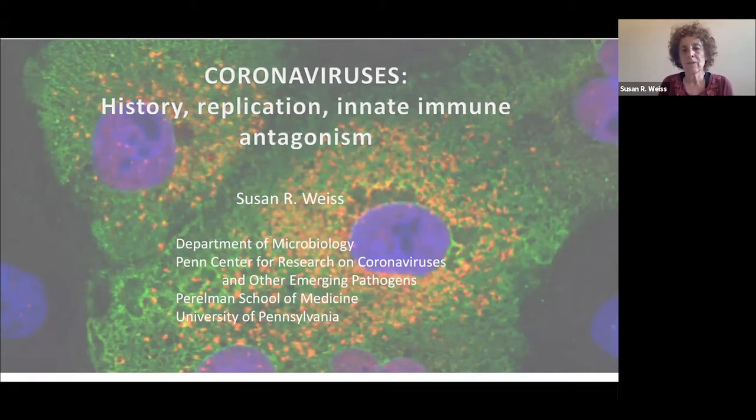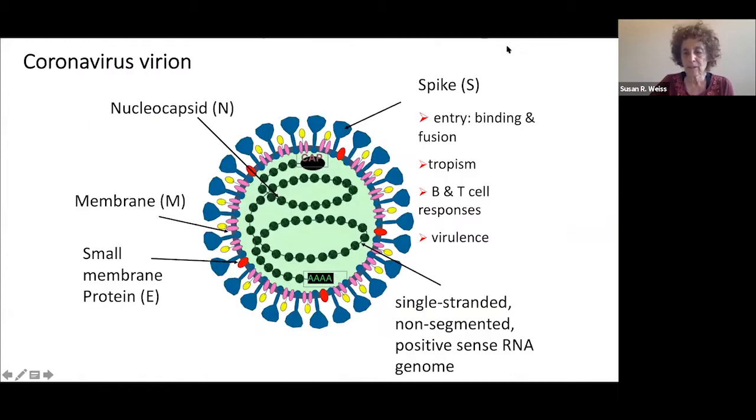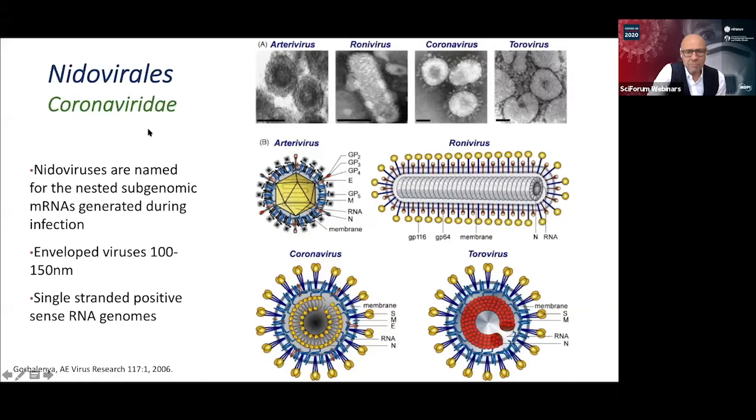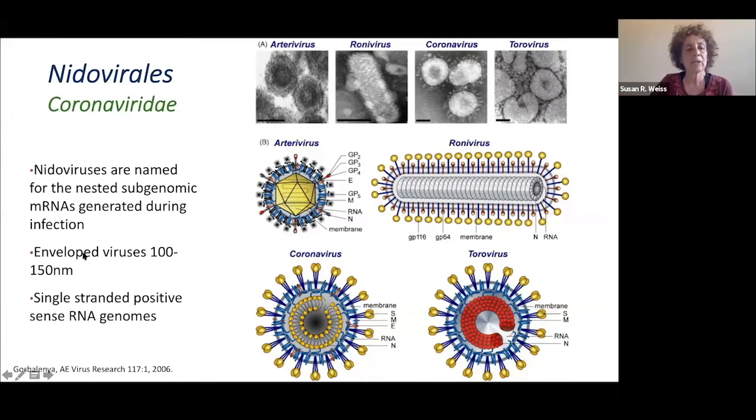So these are coronaviruses. They're members of the nidovirus superfamily. And nidoviruses are named for the nested genomic mRNAs generated during infection. Nido comes from the word meaning nest. These are all enveloped viruses. They have membranes. They're medium-sized, 100 to 150 nanometers, and they have single-stranded positive sense RNA genomes. Other than coronaviruses, this group includes arterioviruses, roniviruses, and toroviruses.